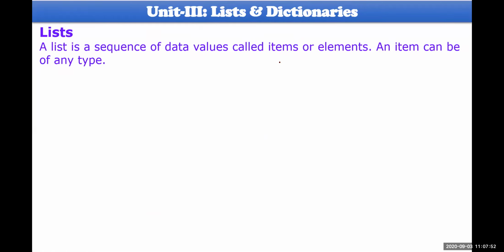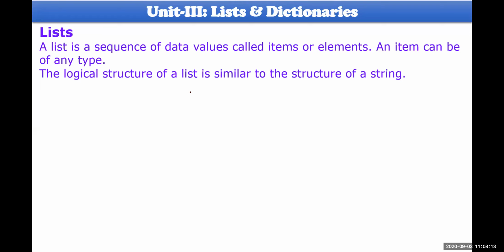As far as Python is concerned, based on the assignment of values within any variable, list or dictionary, the data type is always identified by the Python Virtual Machine, that is PVM. The logical structure of this particular list will be seen like a string. A string also has the same kind of logical structure, which we have already seen.